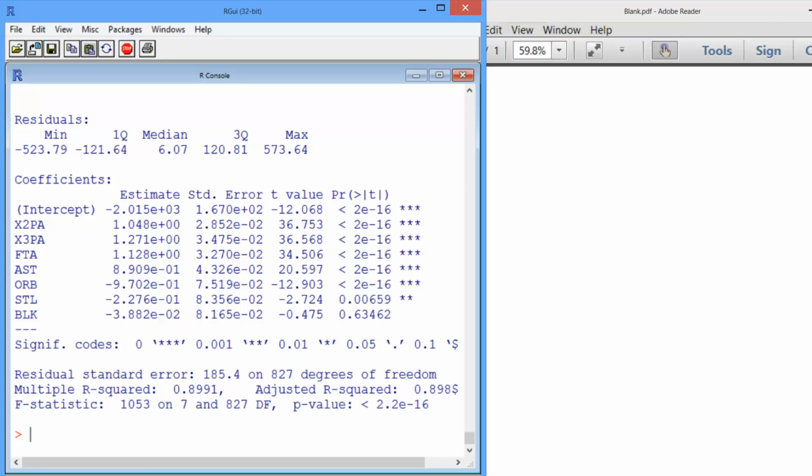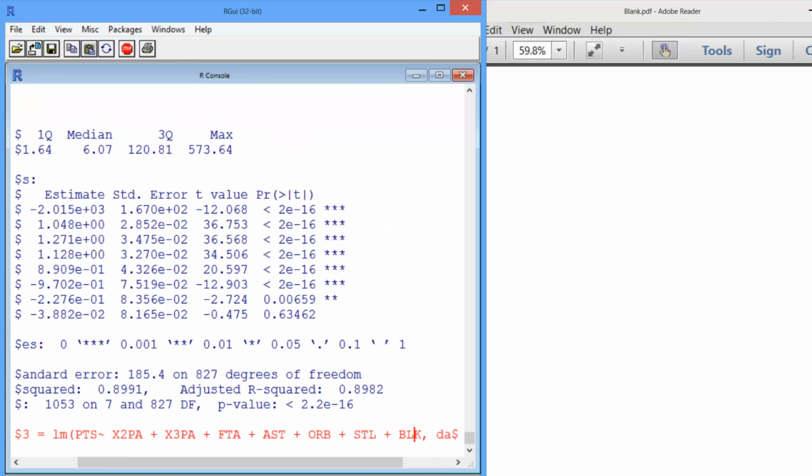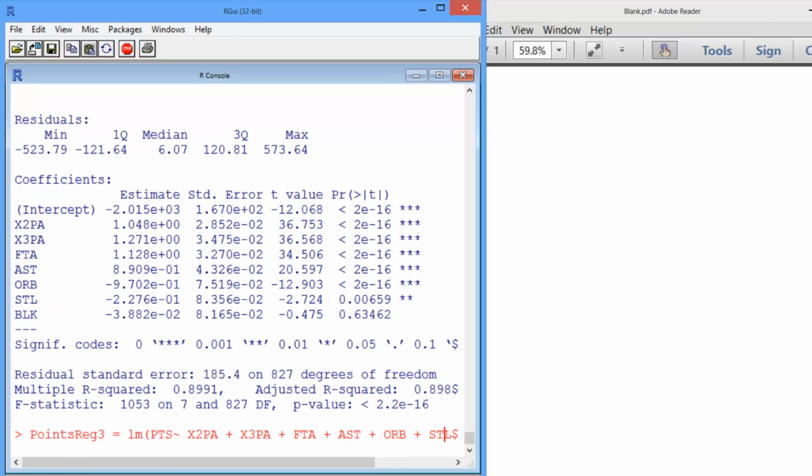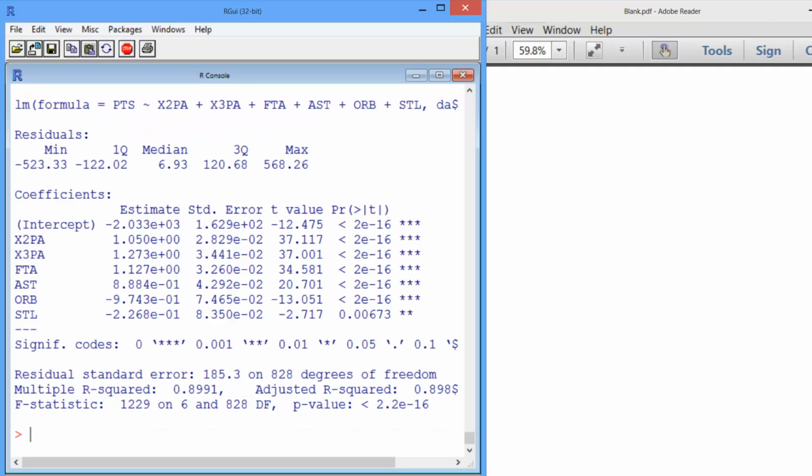Let's try this one more time and see if we can remove blocks. So we'll remove blocks and call it points-reg 4. Take a look at the summary of points-reg 4. And again, the r-squared stayed the same. So now we've gotten down to a model which is a bit simpler. We've removed 3 insignificant variables and left only variables in the model that are significant. We've still got an r-squared of 0.899.